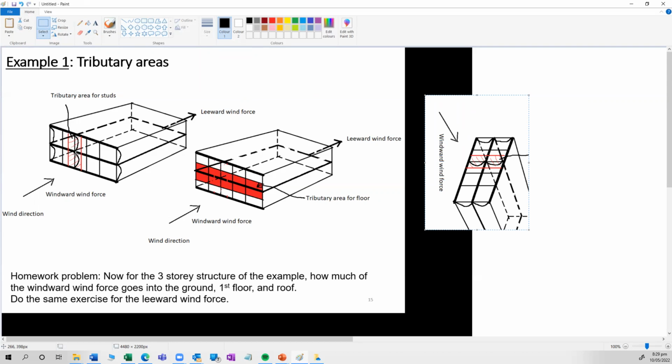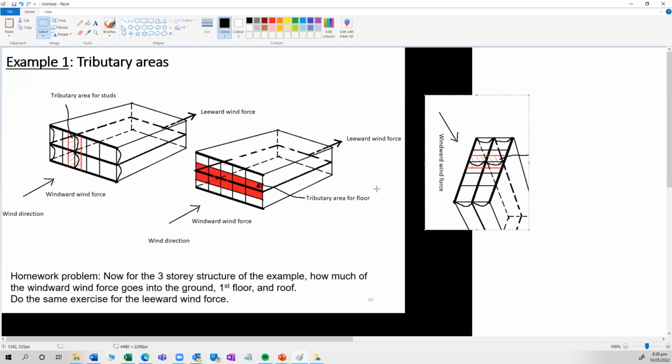So you can see here, this first floor diaphragm will take twice as much force as the ground and the roof, because if you look at it from the point of view of the diaphragm, for the first floor this red area is the tributary area for the diaphragm. It's got twice the tributary area of the roof and twice the tributary area of the floor. So for this 3-story structure, how much of the windward force goes into the ground? Well, I've told you it's 1/4. How much goes into the first floor? It will be 1/2, and 1/4 will go into the roof.